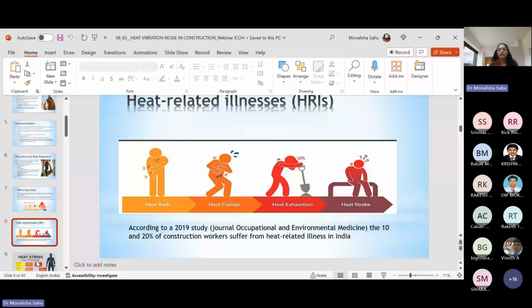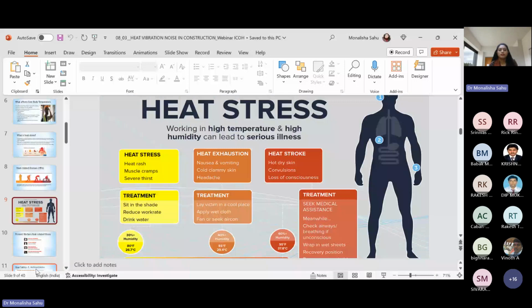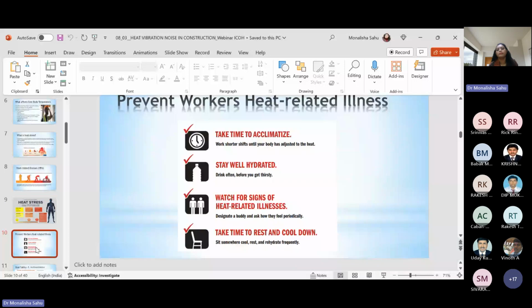Now, when we talk about heat stress, there can be minor issues like heat rash, muscle cramps, and some signs of dehydration, which can be treated by taking a break from the work, drinking water and correcting the dehydration. And then it may also result in serious illnesses like heat exhaustion and heat stroke. When heat stroke occurs, it is very important to seek medical assistance, because heat can kill, and it may lead to emergency situations, so it is very important that we seek help.